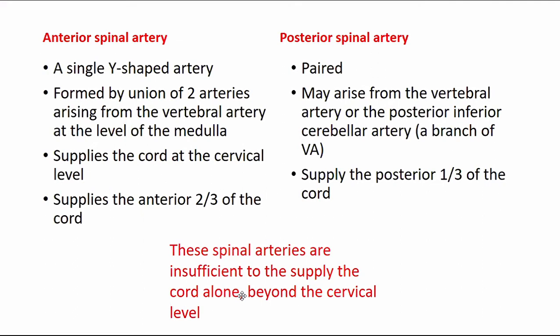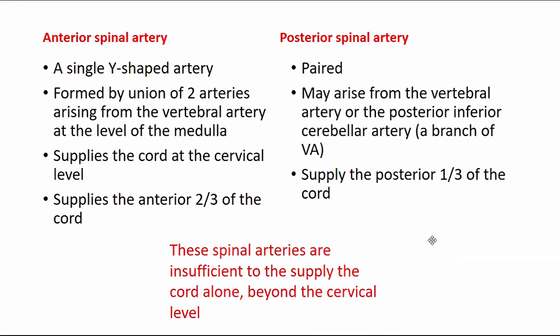We have your posterior spinal arteries, which are paired, arising from the vertebral artery or the posterior inferior cerebellar artery. So the posterior spinal artery may arise from the vertebral artery, or may also arise from the posterior inferior cerebellar artery, which in turn is a branch of the vertebral artery. It enters the cord also at the cervical level and supplies the posterior one-third of the cord. Now, these spinal arteries are numerous or large at the cervical spinal level.